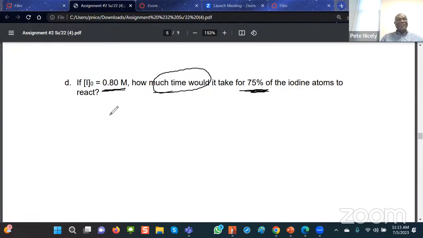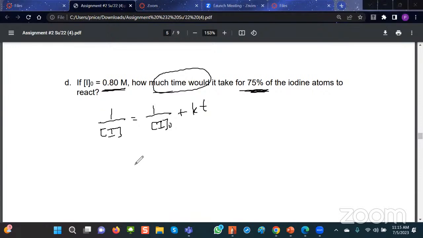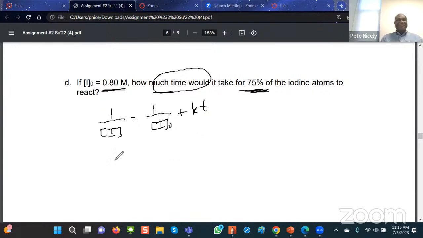Let me help you out. The equation I would use would be this equation right here. That's the integrated rate equation for the second order reaction. All right, that's the equation you would use. So how would you tackle this problem? You need to isolate T. Okay, so how would you do that?